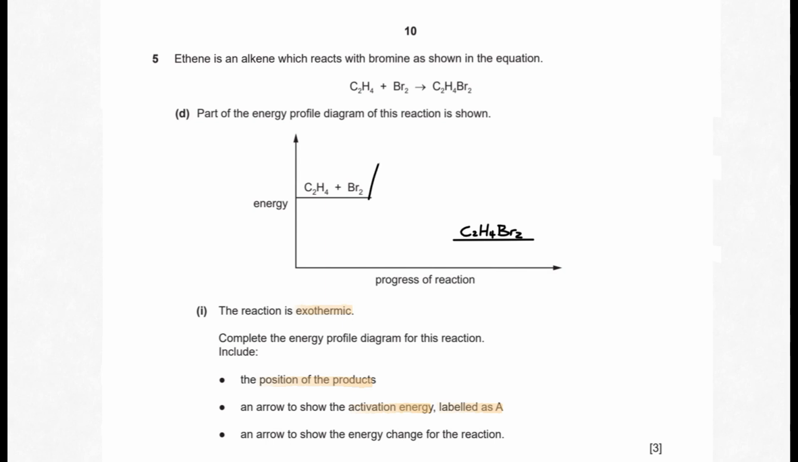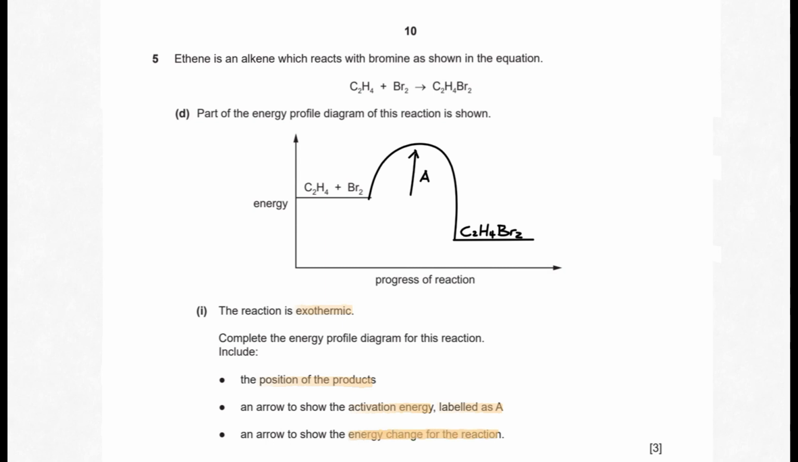So we're going to complete the graph by continuing our line from our reactants upwards, creating a hump, and then downwards to our products. Now from the line of our reactants to the maximum point of our graph would be our activation energy. So we can draw a line showing upwards, so our arrow will show upwards and we'll label it as A.